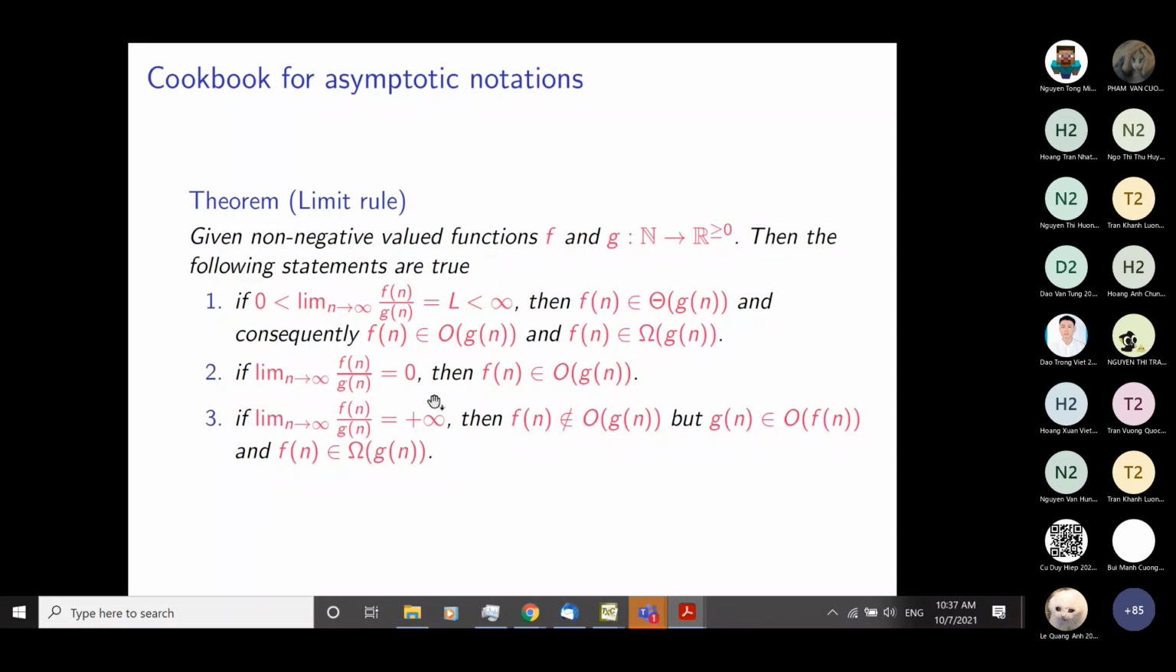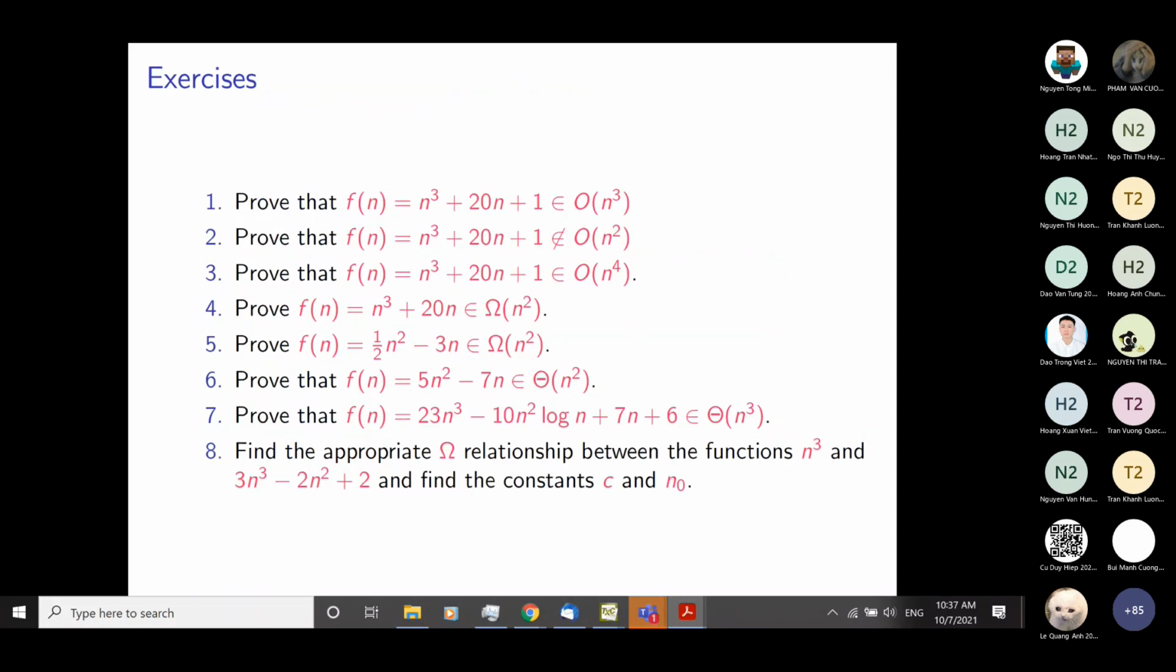Okay, so I have an easy lecture today. I will let you do some exercise. So now you need to prove the relationship between Fn and Gn using the technique that has been described previously.